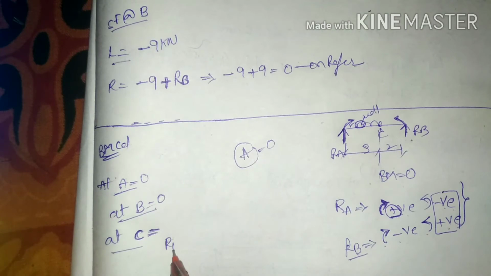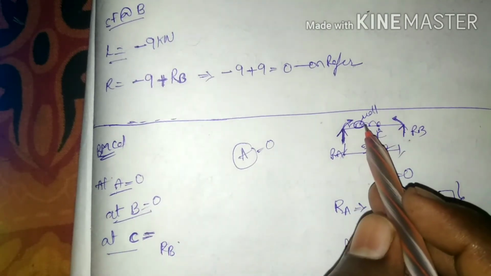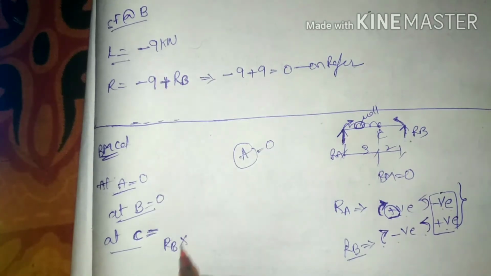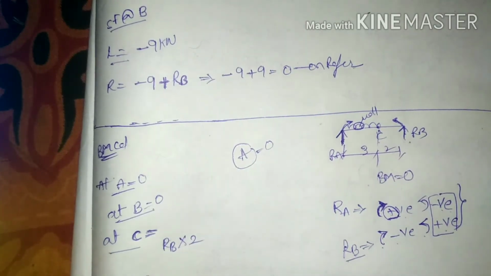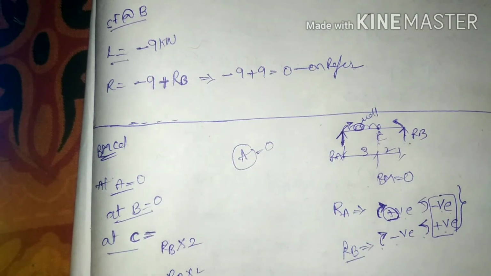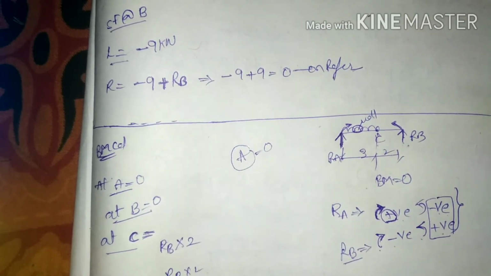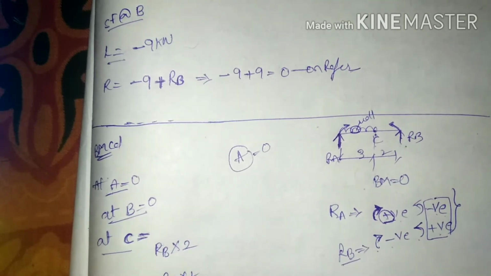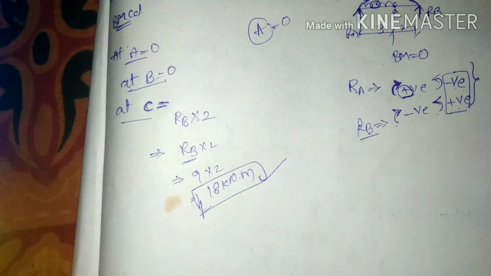That's going to be RB. Here it is going in an anti-clockwise direction, so it is positive: RB into the distance from C to B, which is 2 meters. That's going to be RB into 2. The value of RB is 9, so 9 into 2, that's going to be 18 kilonewton meter. This is the value of moment at C, 18 kilonewton meter.